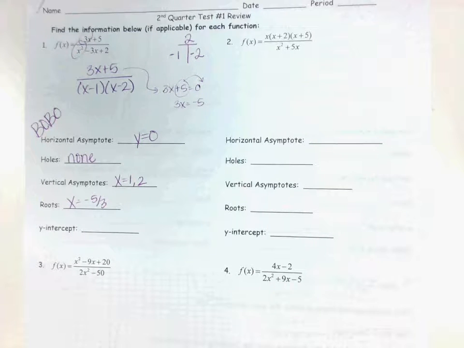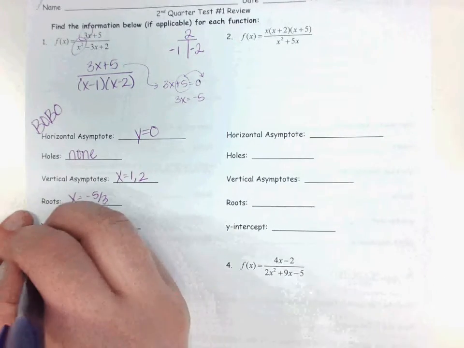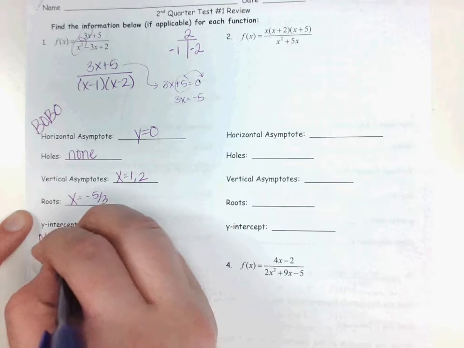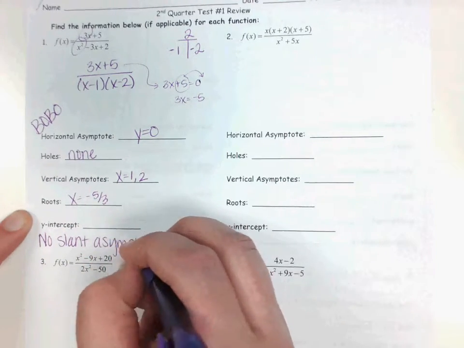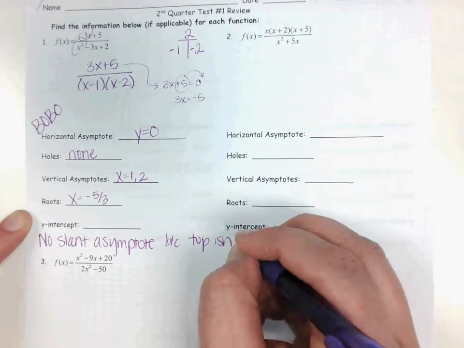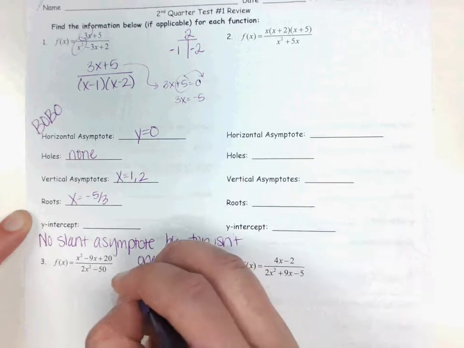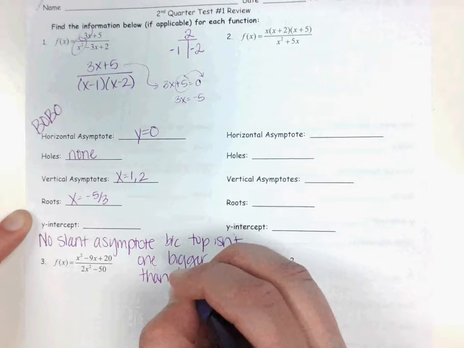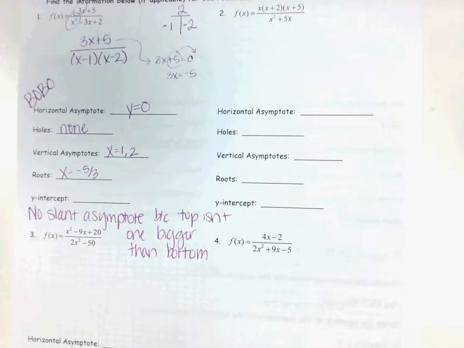Now, in order for you to have a slant asymptote, the top has to be 1 bigger than the bottom. Is that the case if it's a Bobo? What, did you say yeah or no? Oh, yeah. Okay, so no slant asymptote, because top isn't 1 bigger than bottom. Okay. Now, not that you have to find it on this page anyway, but you're going to have to find it later, so just keep that in mind.